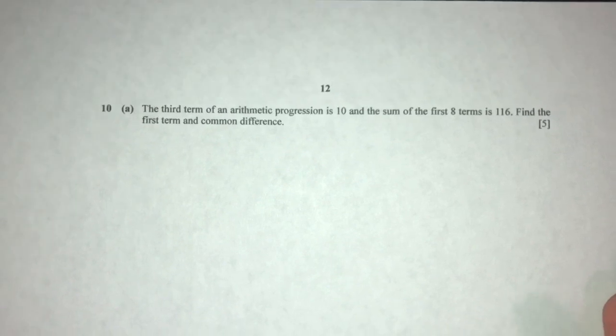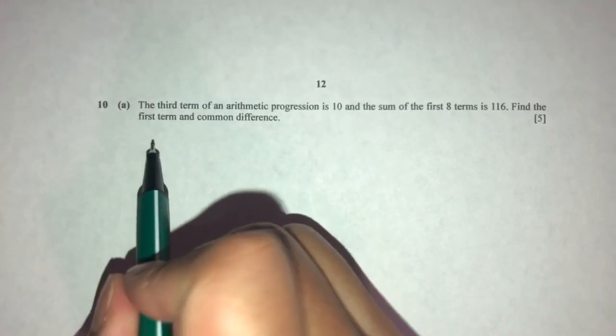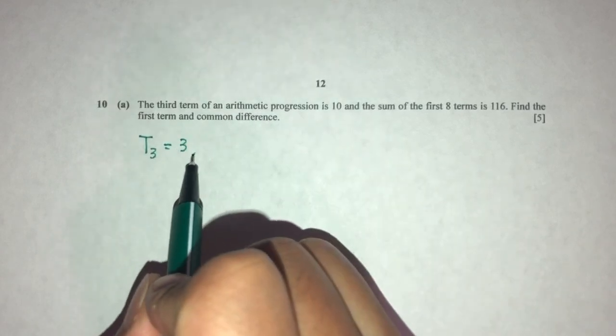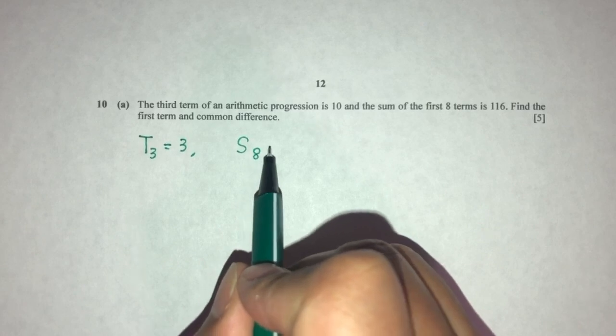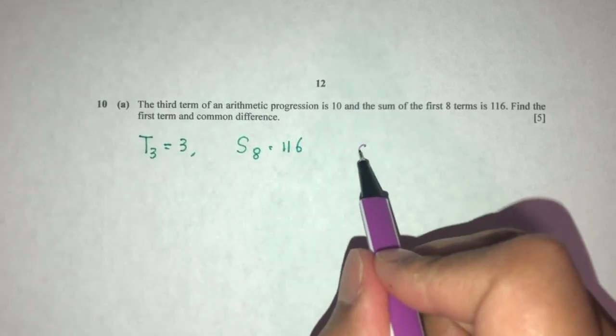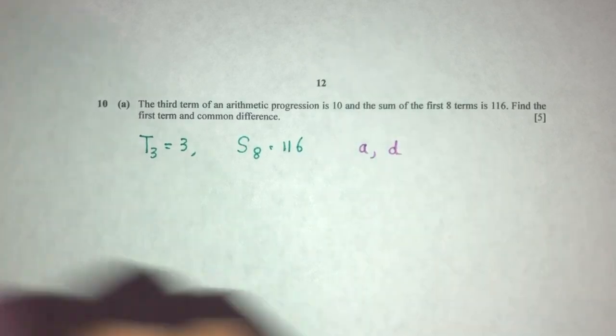Now let's move on to question number 10. So here we have to do what? So here we have the third term. T3 of an AP is given to you by 3. And the sum of the first 8 terms is given to you by 116. Perfect. So find the value of a, which is the first term, and d, which is the common difference.